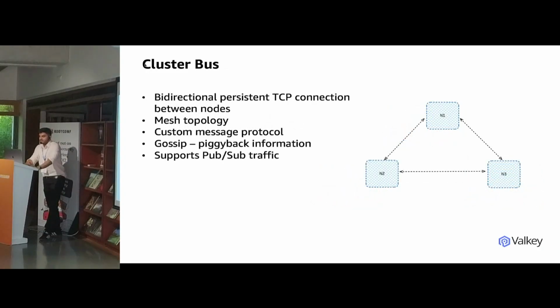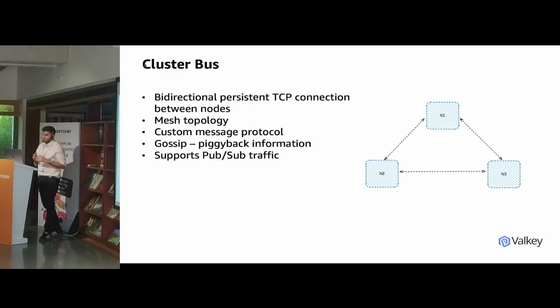The last piece of the puzzle is the cluster bus. The nodes we discussed need to have some form of communication between each other. So we have introduced bidirectional TCP connections for them to interact with each other. Each node connects to all other nodes in the system. So when the cluster converges, there's a mesh topology where everyone is connected to all other nodes. There is a custom message protocol for Valkey through which two nodes communicate with each other and understand each other.